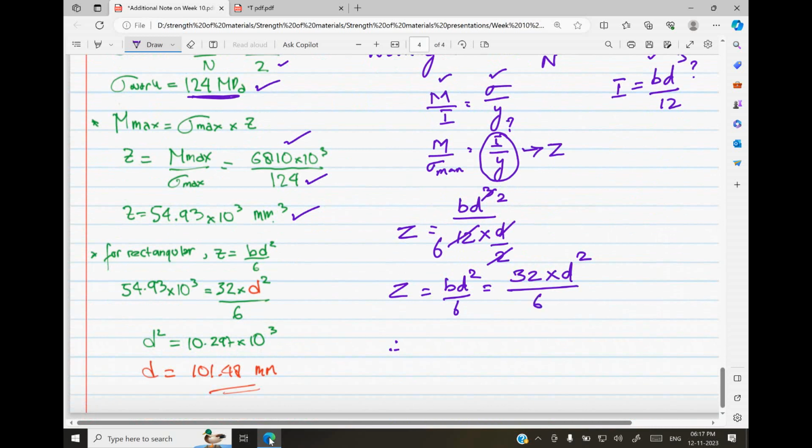So therefore, what can I do? D square is equal to 6Z by 32. D is equal to square root of 6 multiplied by Z divided by 32. What is the value of Z? Section modulus, we calculated it. Z is here, 54.93.